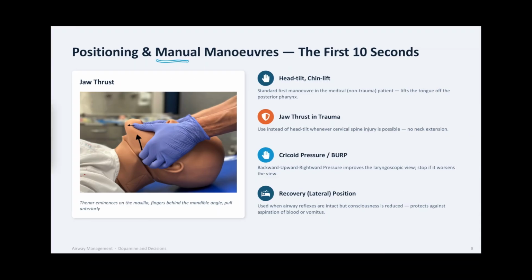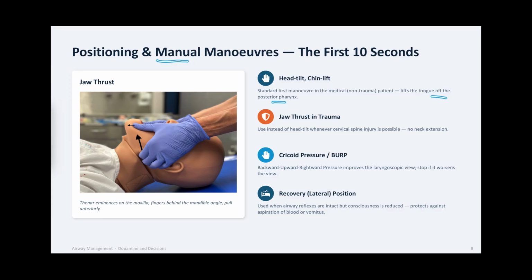Next is positioning and manual maneuvers. Whenever you approach a patient with airway compromise, the very first intervention should be simple positioning. In an unconscious patient, the tongue loses muscle tone and falls backward against the posterior pharyngeal wall. This is the commonest cause of upper airway obstruction in patients with reduced consciousness.